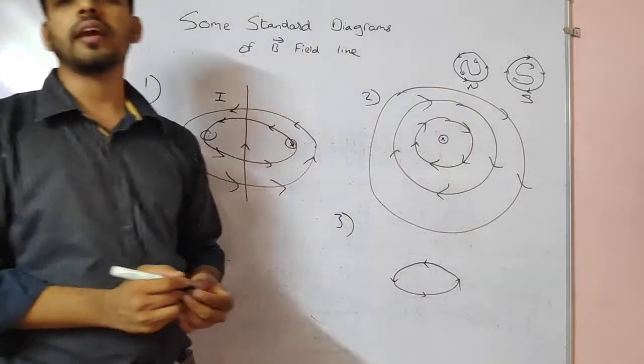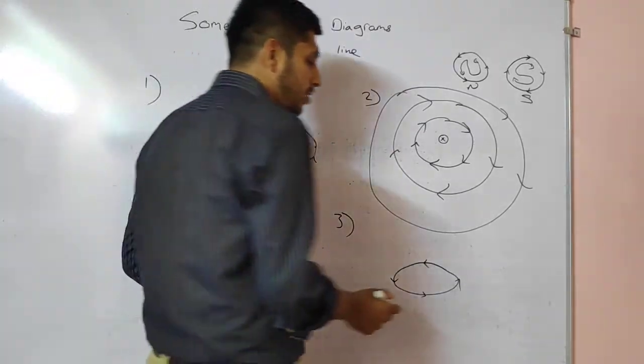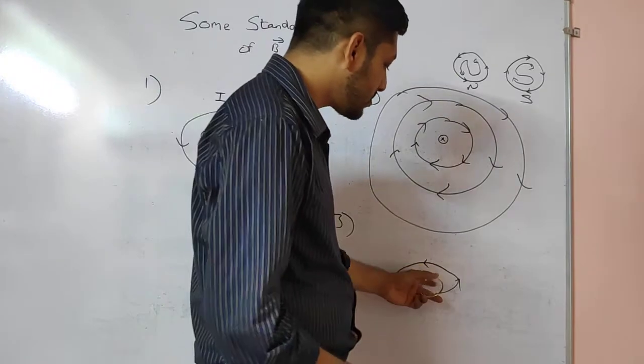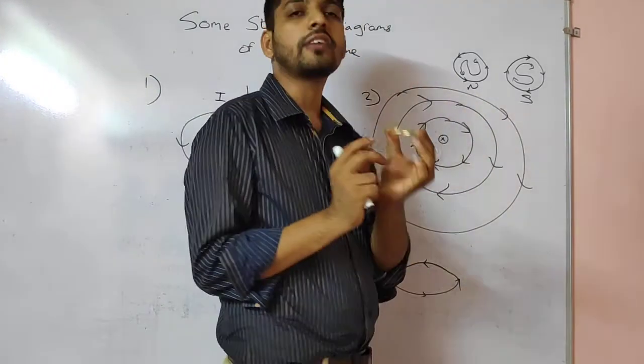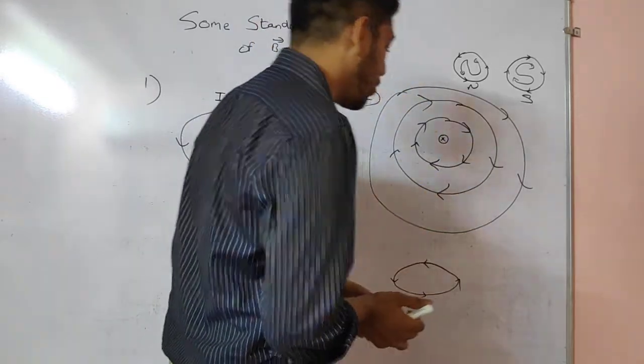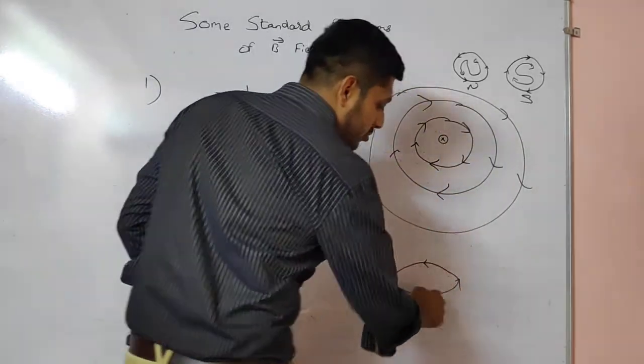Suppose there is a current carrying loop. Now current carrying loop is also same as this bangle. Okay, here you can see that it is in this shape, but actually it is in this shape. Okay, this is a current carrying loop. Now the direction of current in the loop is shown over here.